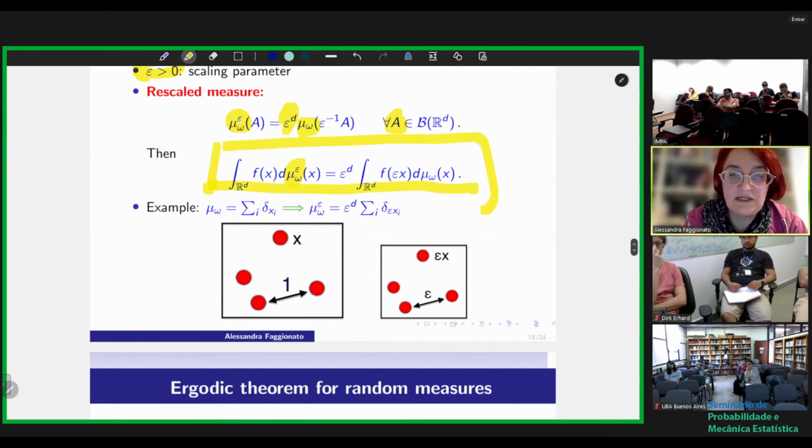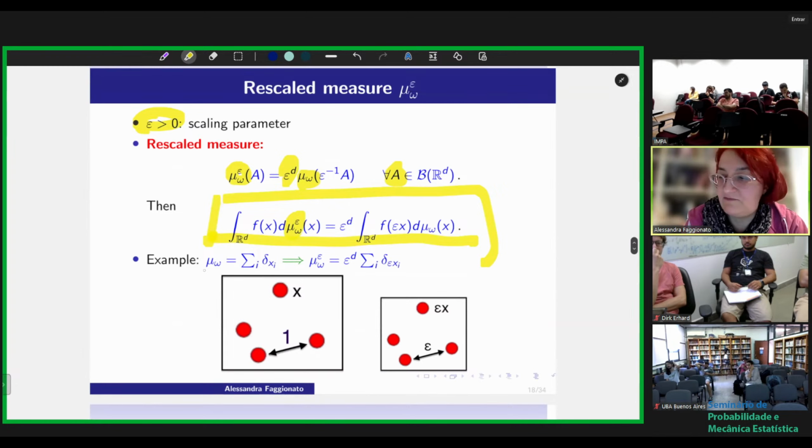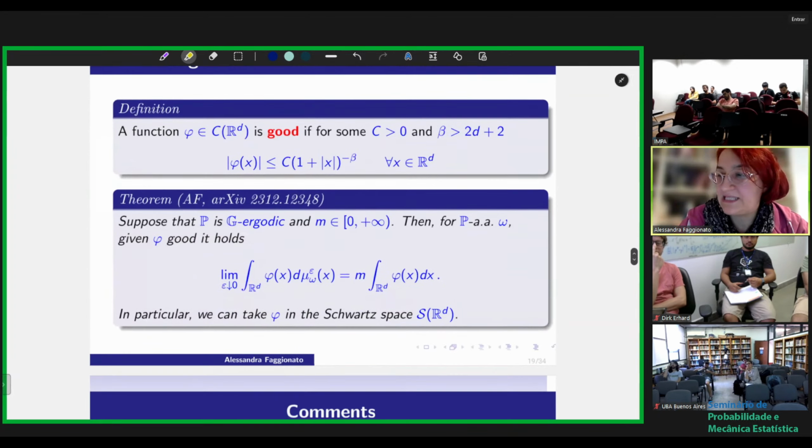So let us consider an example, something very simple. Suppose that mu omega, for example, is an atomic measure, a sum of Dirac measures. If mu omega is this sum, then mu epsilon omega is again a sum of Dirac measures, but now the atoms have been rescaled. So if before you had an atom in x, now you have the atom in epsilon x. And each atom now brings the weight epsilon to the d. Okay. And finally, I can state the theorem.